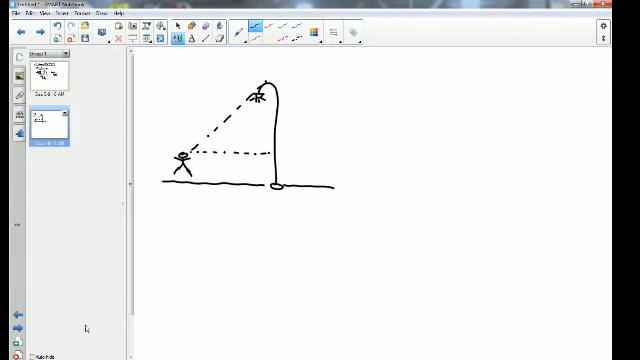Let us say you have your tape measure and you step 15 feet away from that lamp post. And let's say you use your clinometer to determine that this is a 33-degree angle. What is the height of that?